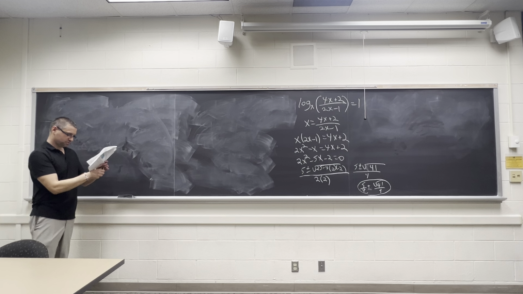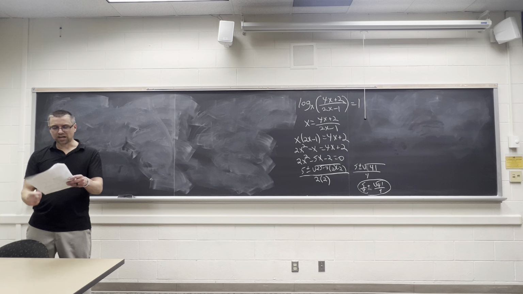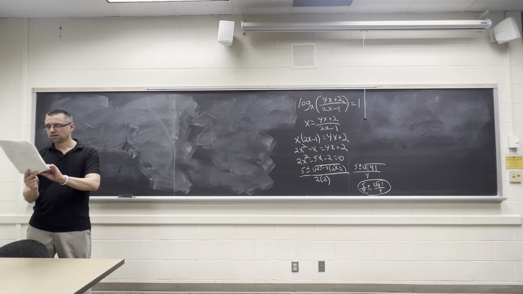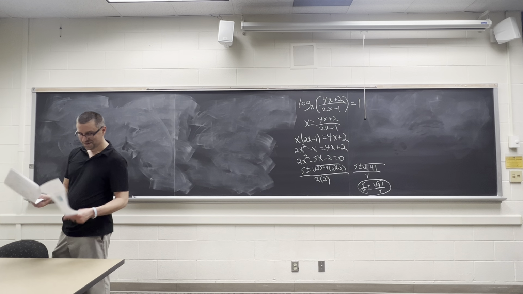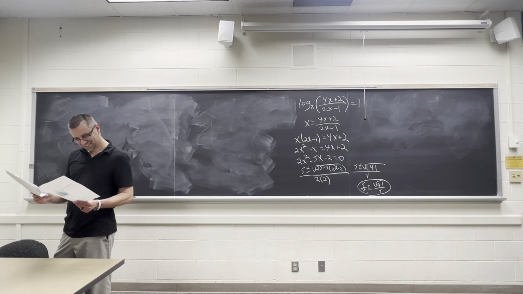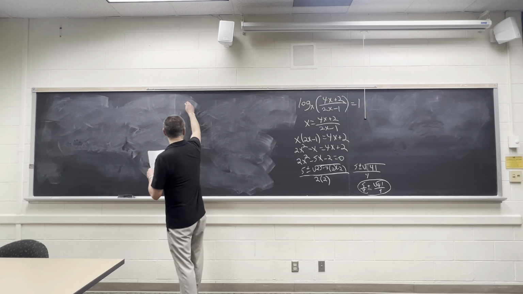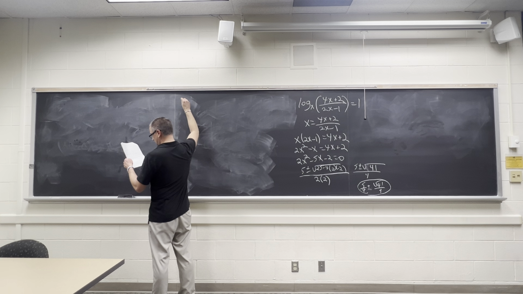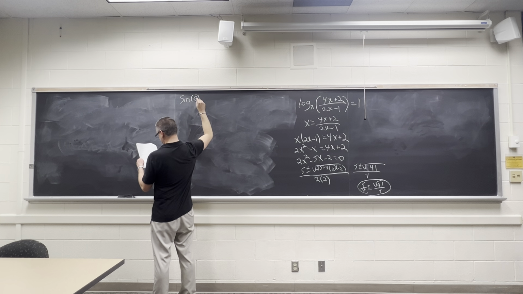Want to do number 6 or number 7? I think number 7 I made a TikTok on. Number 6 is what you're told here: that sine of theta is going to be negative 4/5.